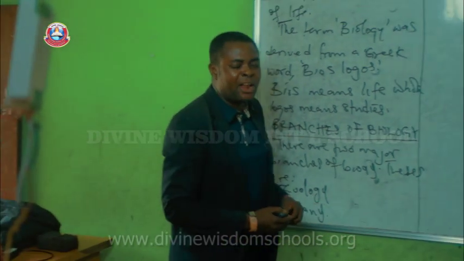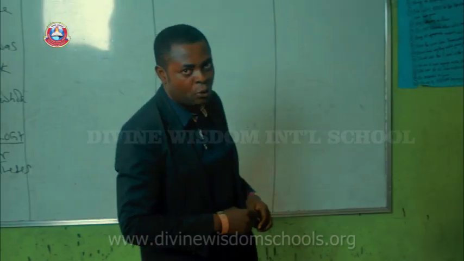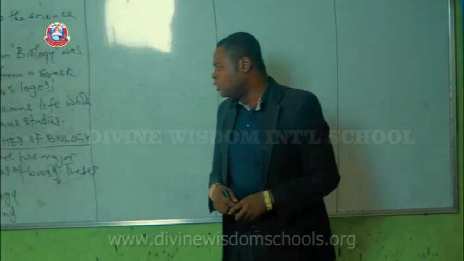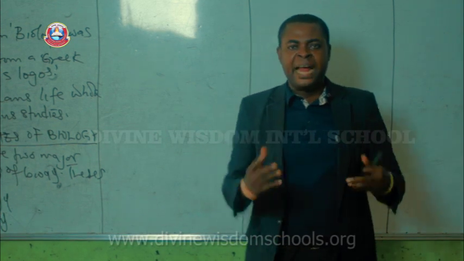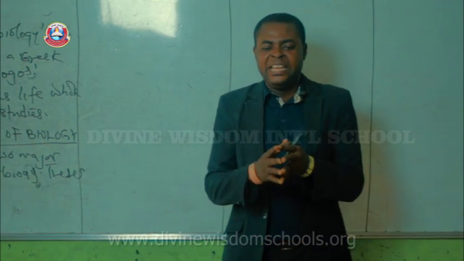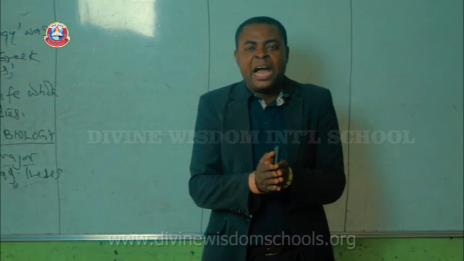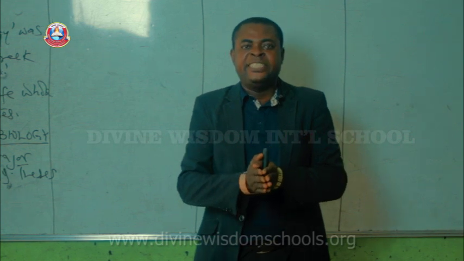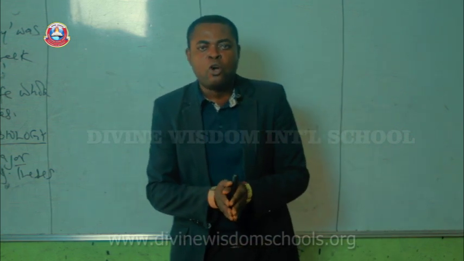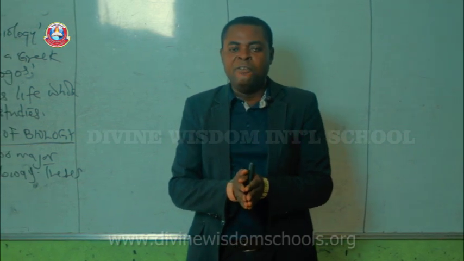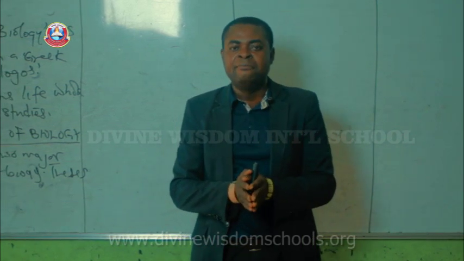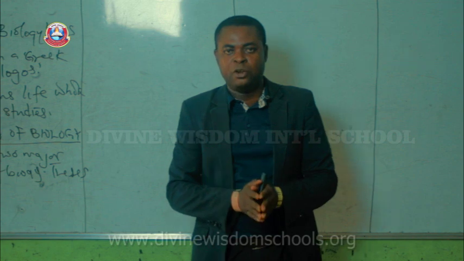But the branches of biology are not limited to these two types alone. These two branches were the earlier branches, when minute organisms, which are called microorganisms, were not yet discovered, because the microscope was not yet discovered by Anthony van Leeuwenhoek at the beginning of biology.